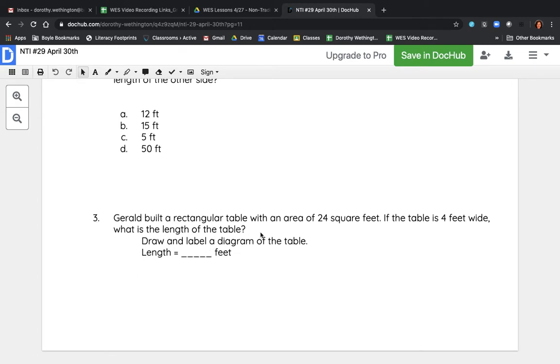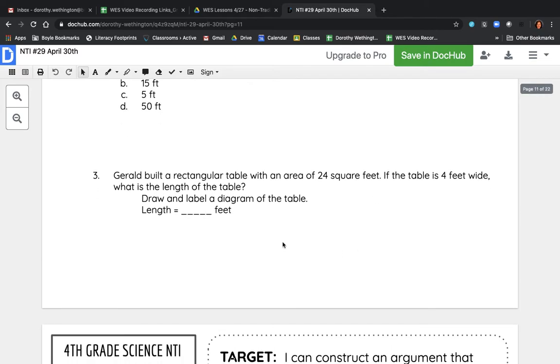Gerald built a rectangular table with an area of 24 square feet. If the table is 4 feet wide, what is the length of the table? Draw and label a diagram of the table. Length equals blank feet.